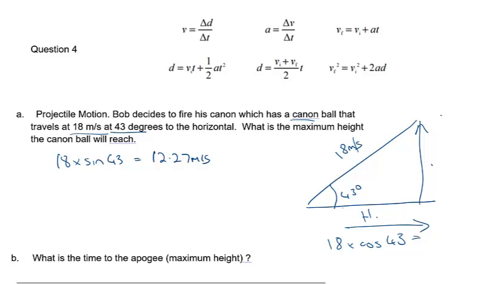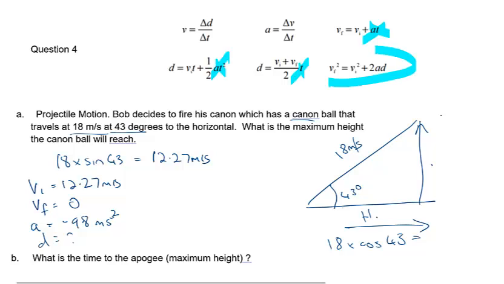Now we should list the information we have. So what's the initial velocity? Well, it's 12.27 meters per second rather. And what is the final velocity when it's actually at that greatest height, when it's at the peak? Well, it's going to be 0. We know that acceleration is minus 9.8 meters per second squared, and distance is a thing that we're interested in. So we're looking for a formula which doesn't have time in it. When we look through here, that's got time, and that's got time, and that doesn't. So that's probably a good one.